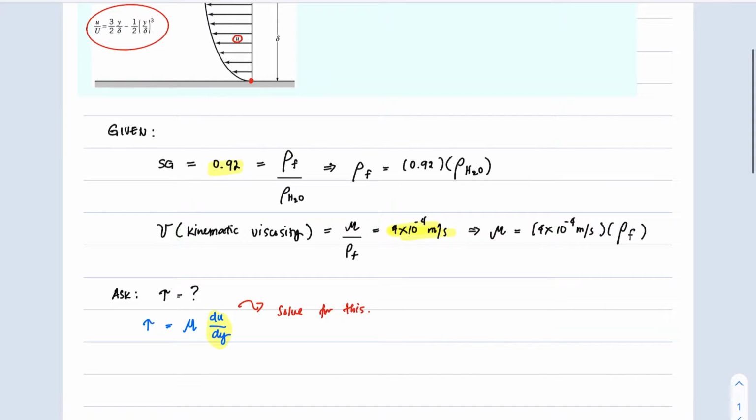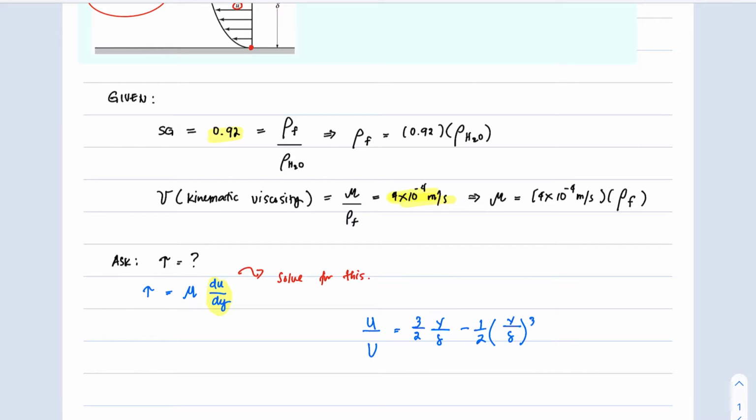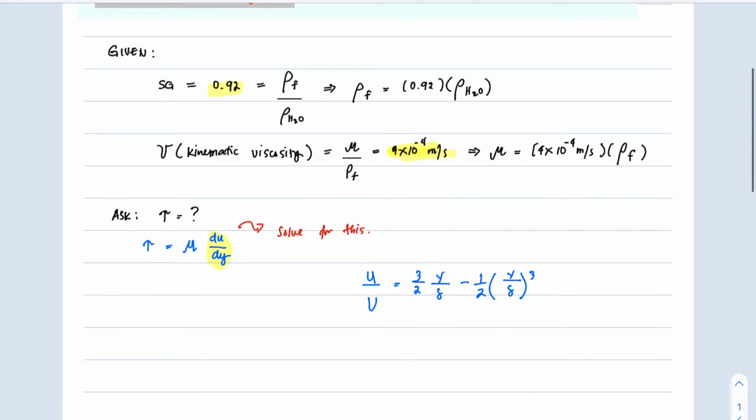So you have to note that you need to find du over dy first, and it's given in the problem that u, I'll have that small there, and big U is given by 3 halves, and then you have y over sigma minus 1 half quantity of y over sigma to the cube. So we're going to utilize that in finding our du over dy.